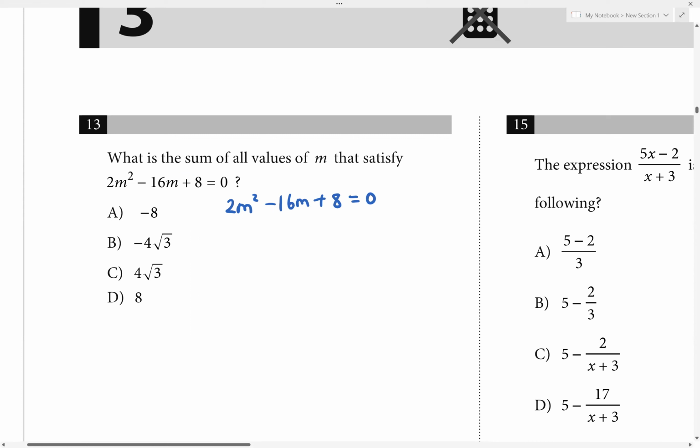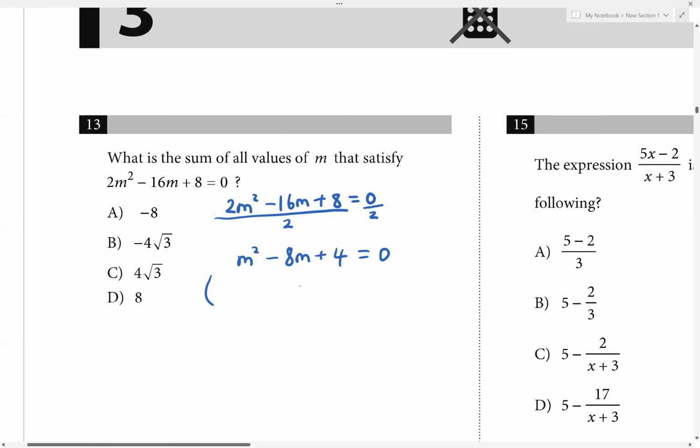For a quadratic equation, we can try to see if it's factorable. But before we try to factor this, we have a 2, 16, and 8, so there's a common factor of 2. Let's divide it out first. Always check if you have any common factor you can divide out right away. So this will be m squared minus 16 divided by 2, which is 8m, plus 8 divided by 2 is 4. And on the right, 0 divided by 2 is still 0. So after we simplify, that's what we have.